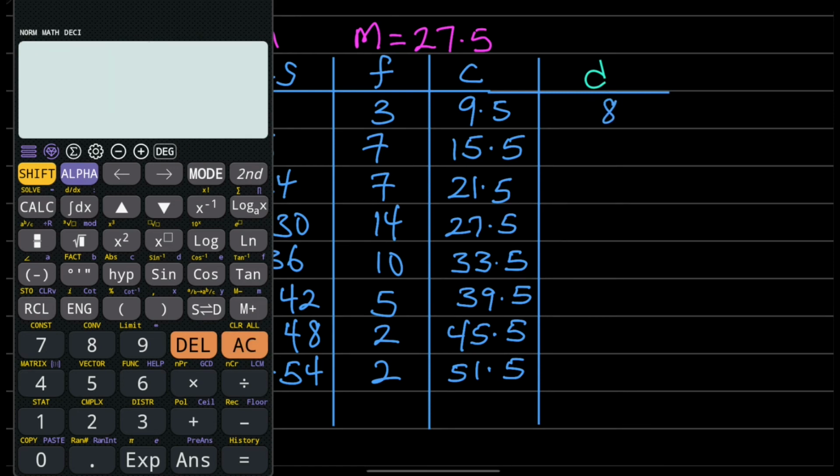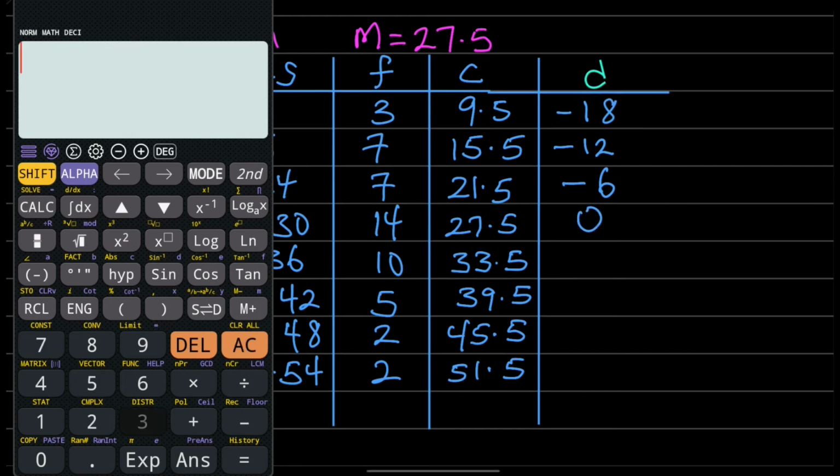The next one is 15.5 minus the same value, 27.5. This is minus 12. Then the next C is 21.5 minus the same 27.5. Here we have minus 6. Then you move on again, 27.5 minus the same 27.5, that's 0.